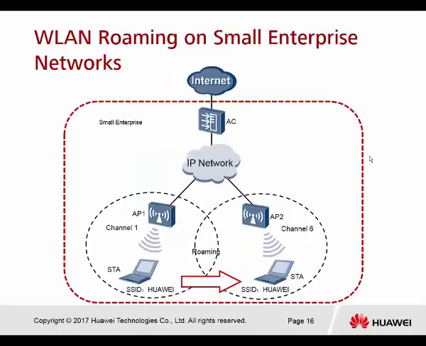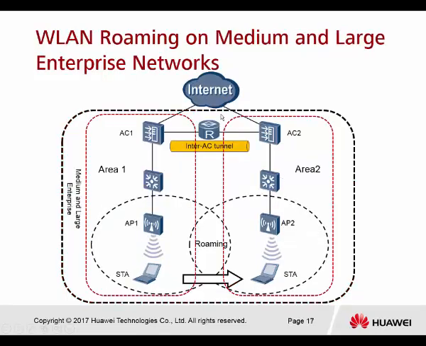When roaming on a small enterprise network with one AC, this network connection we call inline networking. My AC has an uplink and also a downlink, so all the traffic has to go through the AC. This roaming is called intra-AC roaming. No matter whether it's layer 2 or layer 3, it doesn't matter.